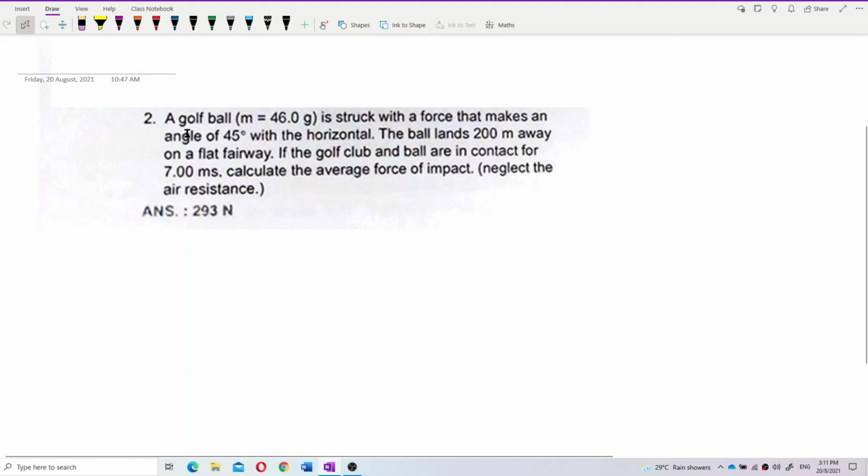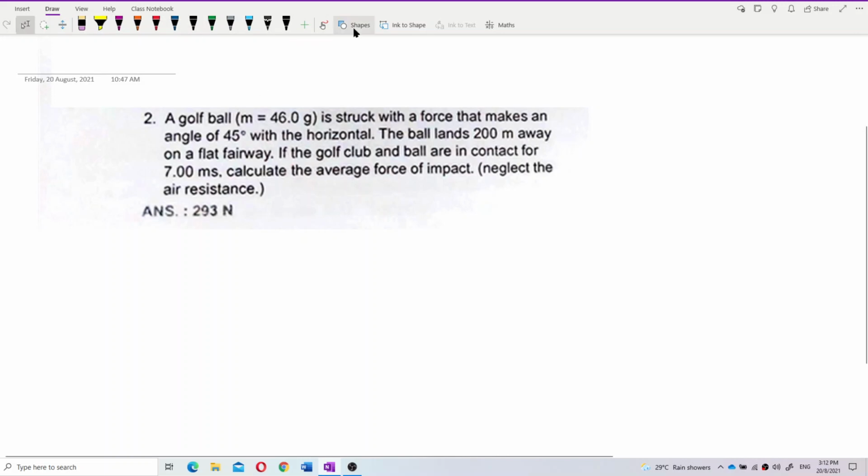Okay, a golf ball with this mass in grams, you need to change to kilograms, is struck with a force that makes an angle of 45 degrees with the horizontal. The ball lands 200 meters away on a flat fairway. If the golf club and the ball are in contact for 7 milliseconds, calculate the average force of impact and neglect the air resistance. So you should actually picture what's happening here. You should draw a diagram, yeah?